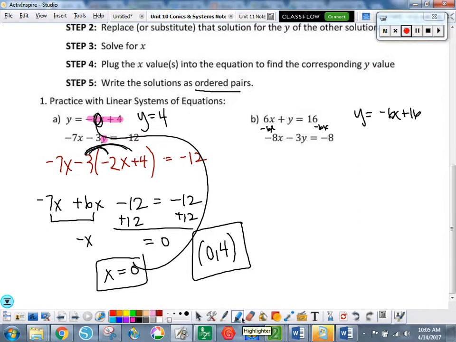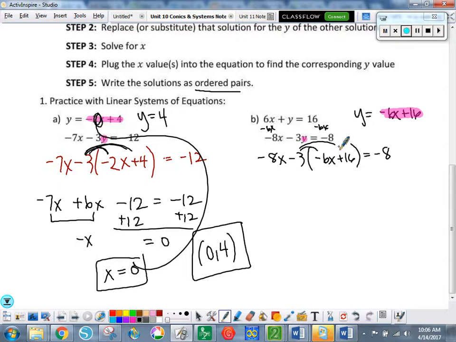In this particular problem, everywhere there is a y, you are plugging in what? The negative 6x plus 16. Okay? So we're going to say negative 8x minus 3 times the negative 6x plus 16 equals negative 8. First step would be to get rid of the parentheses.